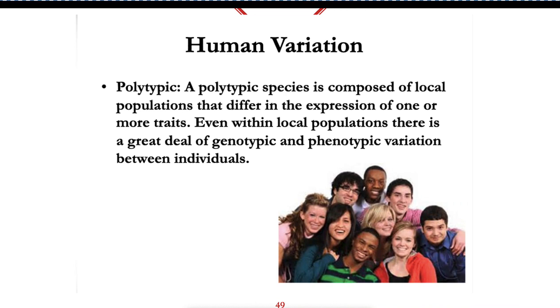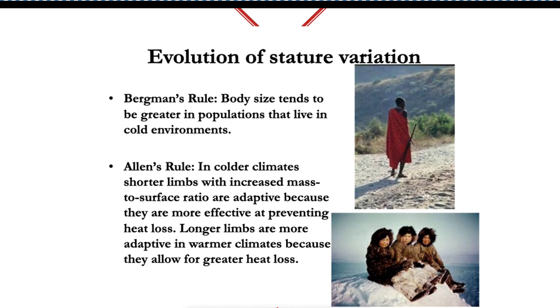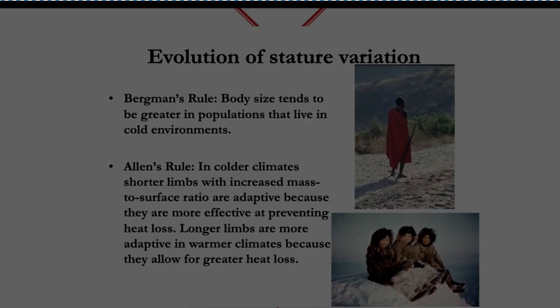Polytypic: a polytypic species is composed of local populations that differ in the expression of one or more traits. Even within a local population, there is a great deal of genotypic and phenotypic variation between individuals. So we have the evolution of stature variation. Bergmann said that body size tends to be greater in populations that live in colder environments, while Allen said that in colder climates, shorter limbs with increased mass to surface ratio are adaptive because they are more effective at preventing heat loss. Longer limbs are more adaptive in warmer climates because they allow for greater heat loss.